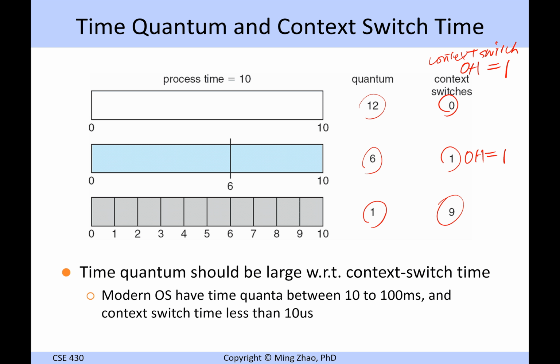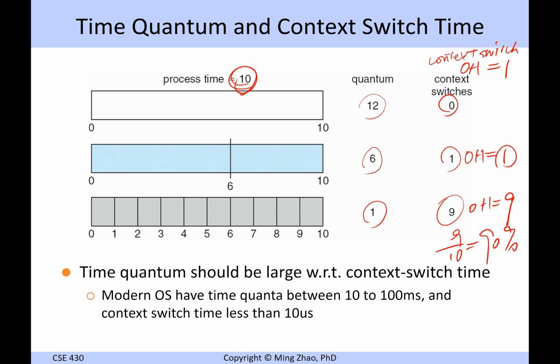Compared to the CPU burst, we spend 10 units of time on the CPU. So the CPU burst is 10 and the overhead is 1. 1 versus 10 is 10%, so we have roughly 10% overhead in the second example. But in the third example, we have 9 context switches, so the total overhead is 9. Compared to the CPU processing time, which is 10, we have roughly a 90% overhead. So you see that the context switch overhead is really significant for the last one. Why?